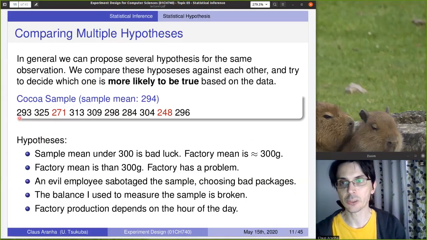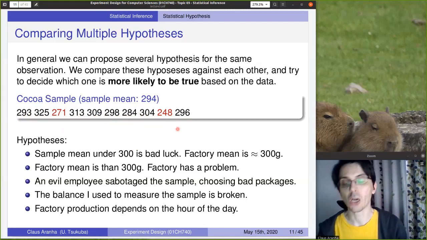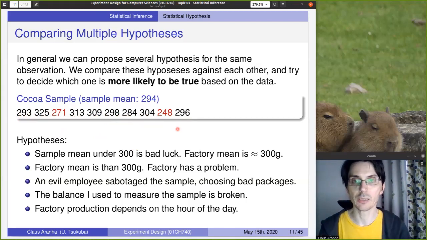And we have the first one has 293 grams, the second one is 325, the third one is 271, then 313, 309, 298, 284, 304, 248, 296. Also, we take the mean of the sample, which, as we said last week, is a good estimator of the mean of the population, and the mean of the sample is 294.